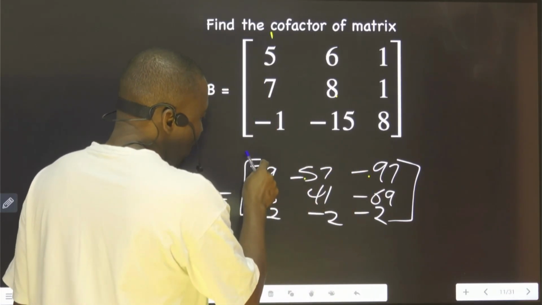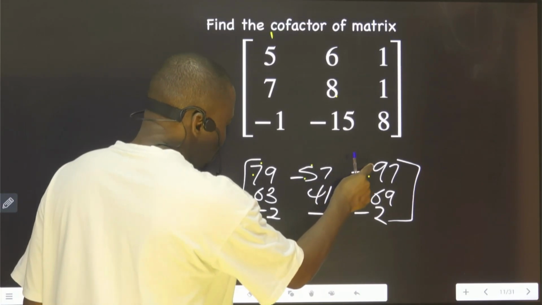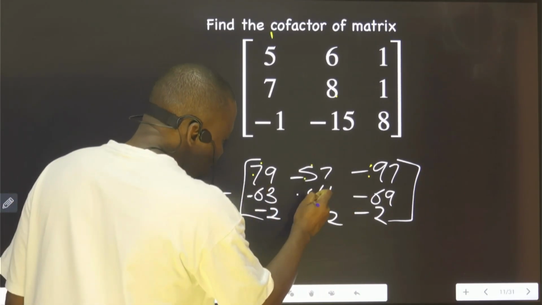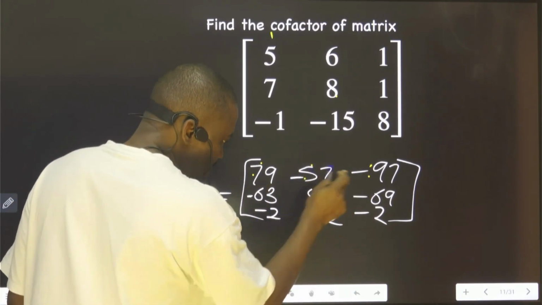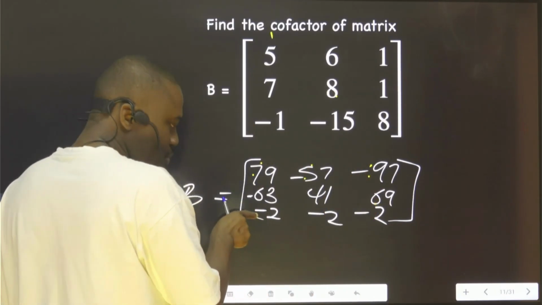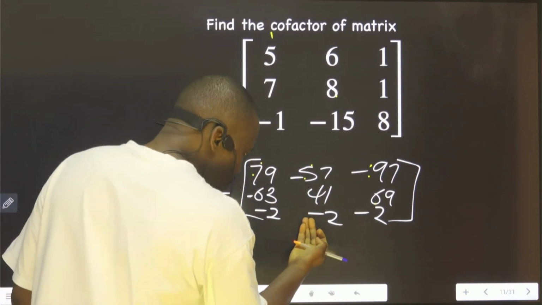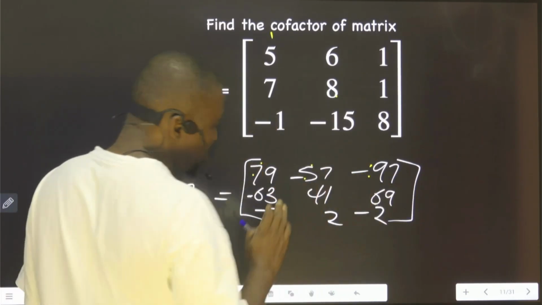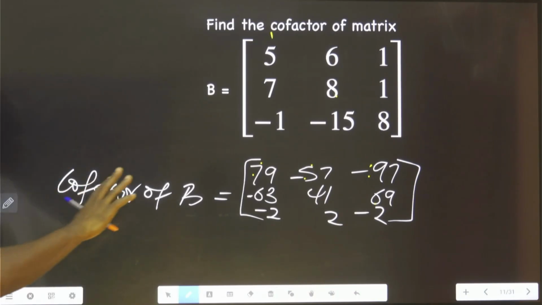Here, remember it's plus, minus, plus, minus. Minus will come here. Plus, no need to change it. Minus will come here. This will result to plus. Then this is plus. No need to touch this. This is minus. This will go. This is plus. No need to touch. You understand? So this now is the cofactor.